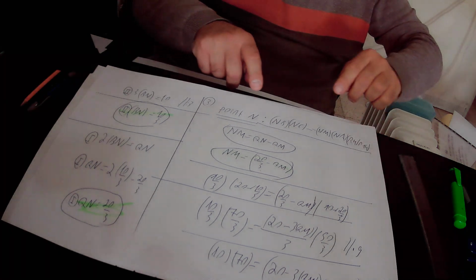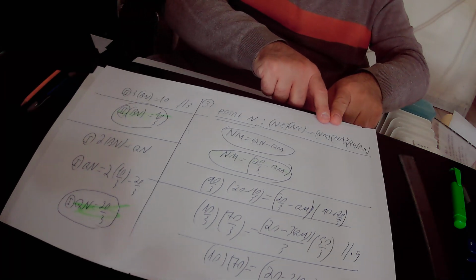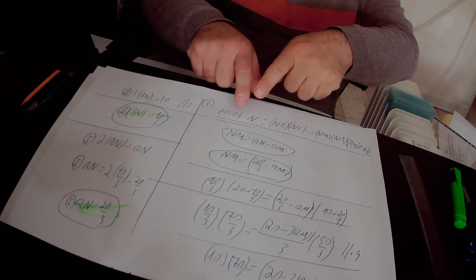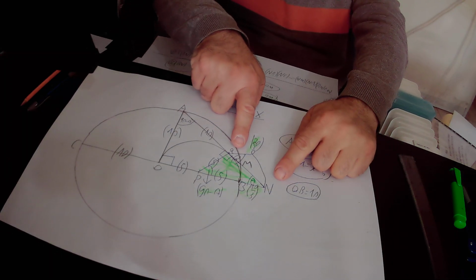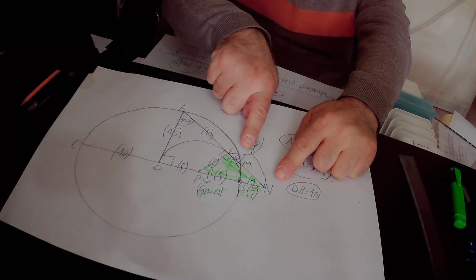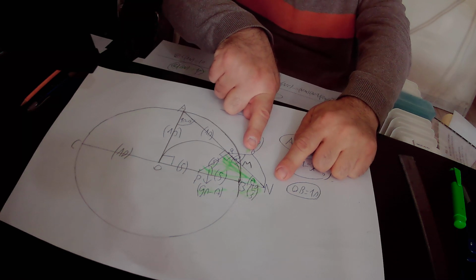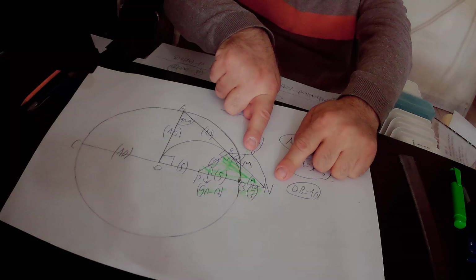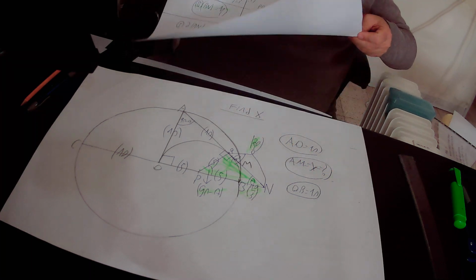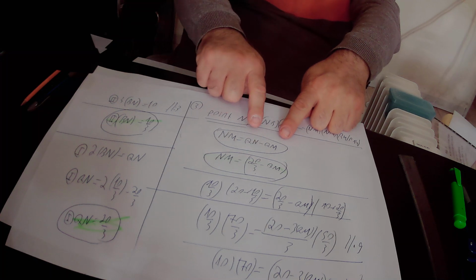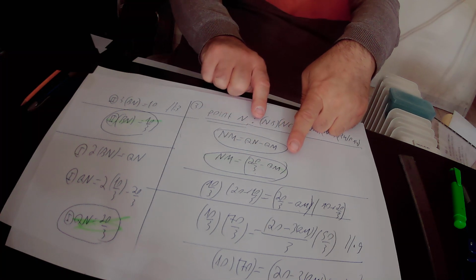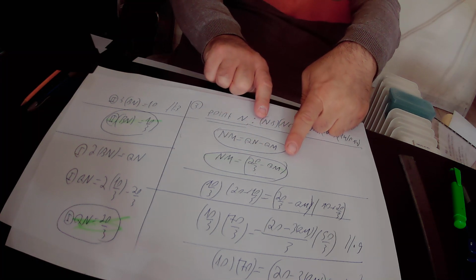According to rule number 14, NB times NC equals NM times NA. We have to find the length of line segment NM. From the drawings, it's very easy to see that NM equals QN minus QM. QN is 20 over 3, so NM in total equals 20 over 3 minus QM.